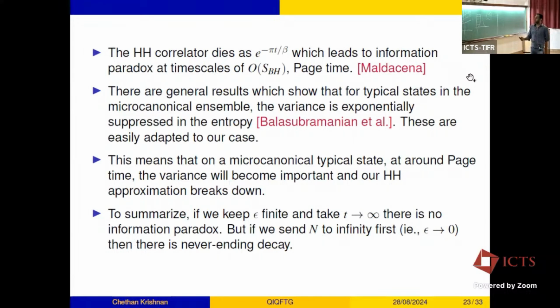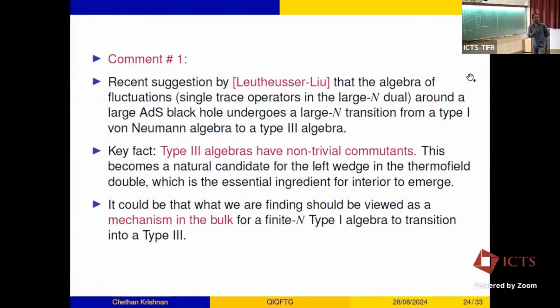Okay, I haven't gotten to the place where Suvrat will really criticize me, so let me get to that. This is very closely related to a recent suggestion about type 3 algebra. As I said, I don't know much about it; my student was an expert. The idea, very roughly, is that the single trace sector of large N gauge theories, at finite N, generates the entire algebra. But at large N, you expect a phase transition, and you get a type 3 algebra.